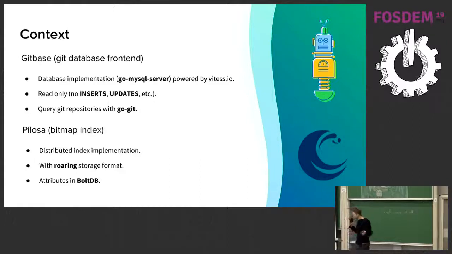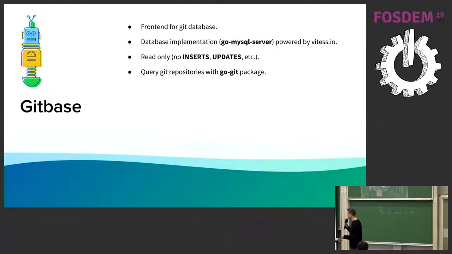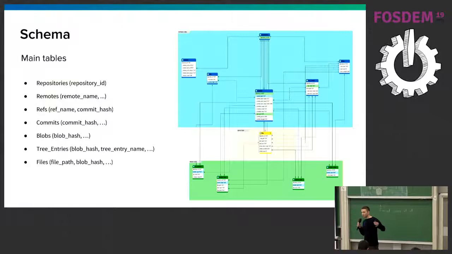Pilosa is another open source project which we use. It's a distributed index implementation. It implements the roaring storage format, and apart from indexes, it lets you keep attributes in BoltDB. So Gitbase is just a standalone application which you can play with, just a front end. And all the well-known terms from Git, like repositories, commits, refs, are mapped to tables.